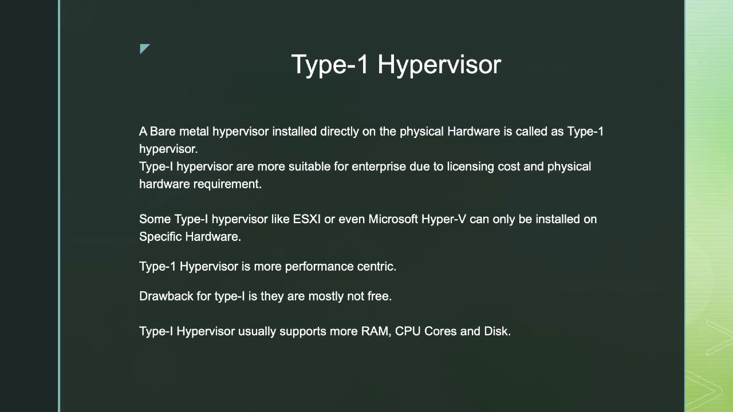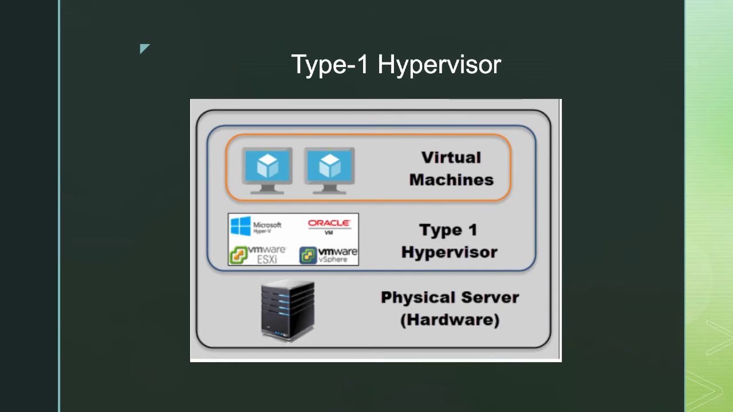So if you look into the type 1 hypervisor, you may see that there is physical hardware, and on the physical hardware the hypervisor is hosted, and then all the virtual machines, which are nothing but guest operating systems. This guest operating system directly talks to the hypervisor, and the hypervisor will talk to the physical server. There is no intermediate operating system.